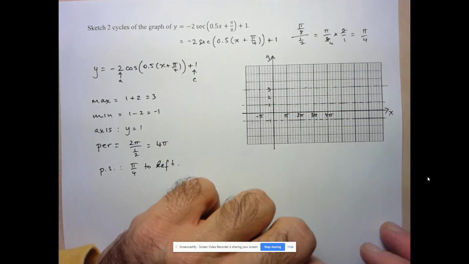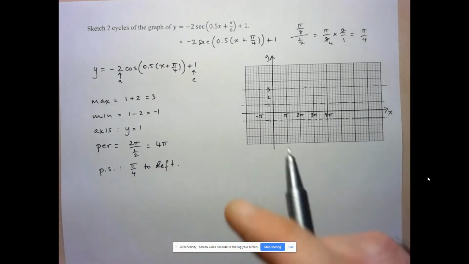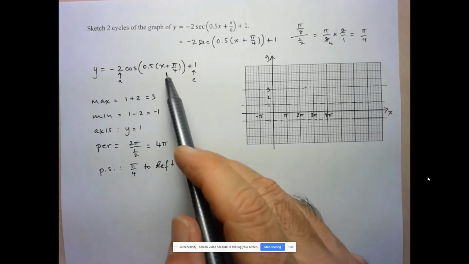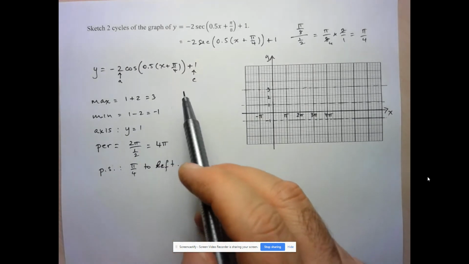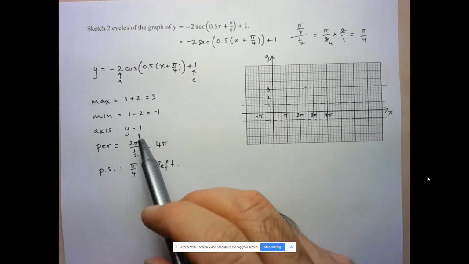And now I'm ready to draw my graph. But what I'm going to do is first draw the main points of this cosine function without the phase shift, and then from there I'm just going to shift all those points to the left by pi over 4.